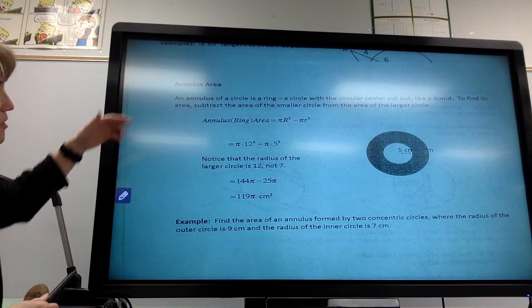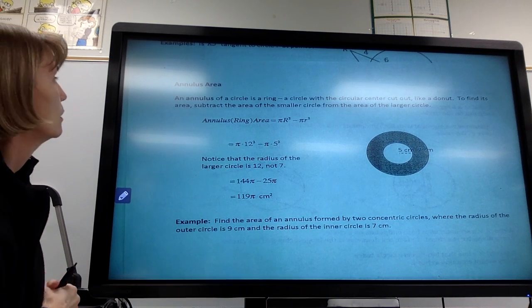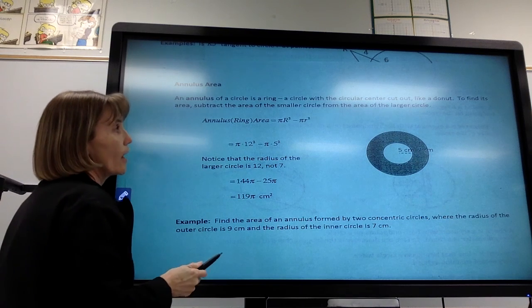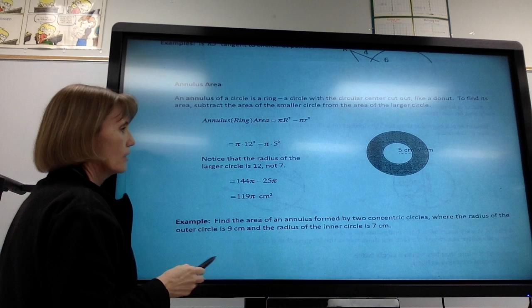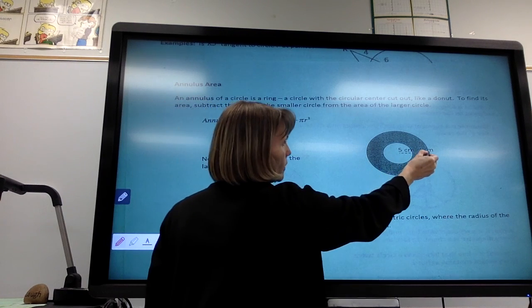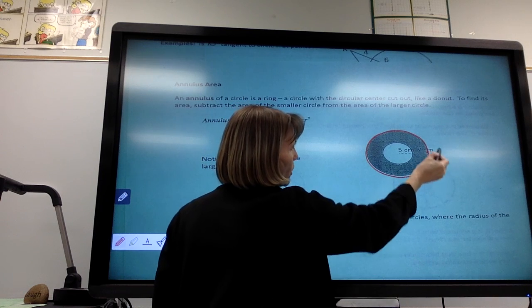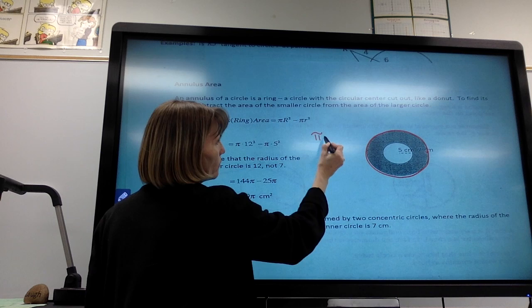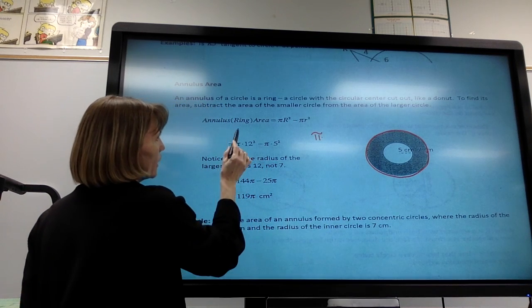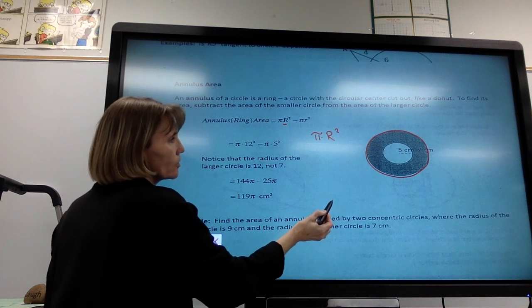It says an annulus of a circle is a ring, a circle with a circular center cut out like a donut. To find its area, we're going to subtract the area of the smaller circle from the area of the larger circle. Okay, so we want to start with the large circle. This would be the outside right here. If I can find the area of that whole thing, and again, area of a circle is pi times radius squared. And they're going to use a capital R for the large circle, so pi times radius squared.